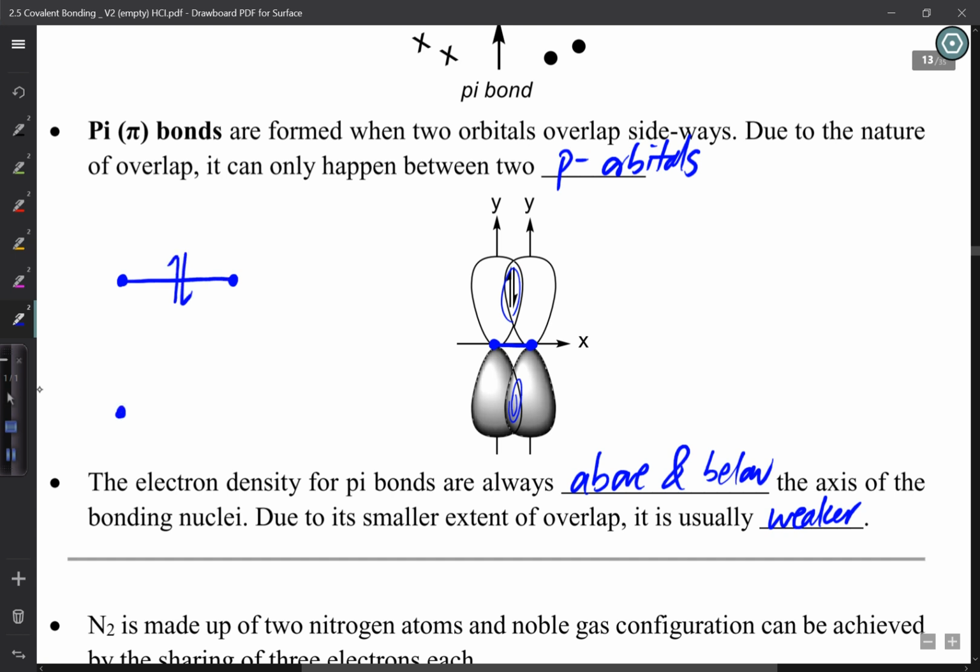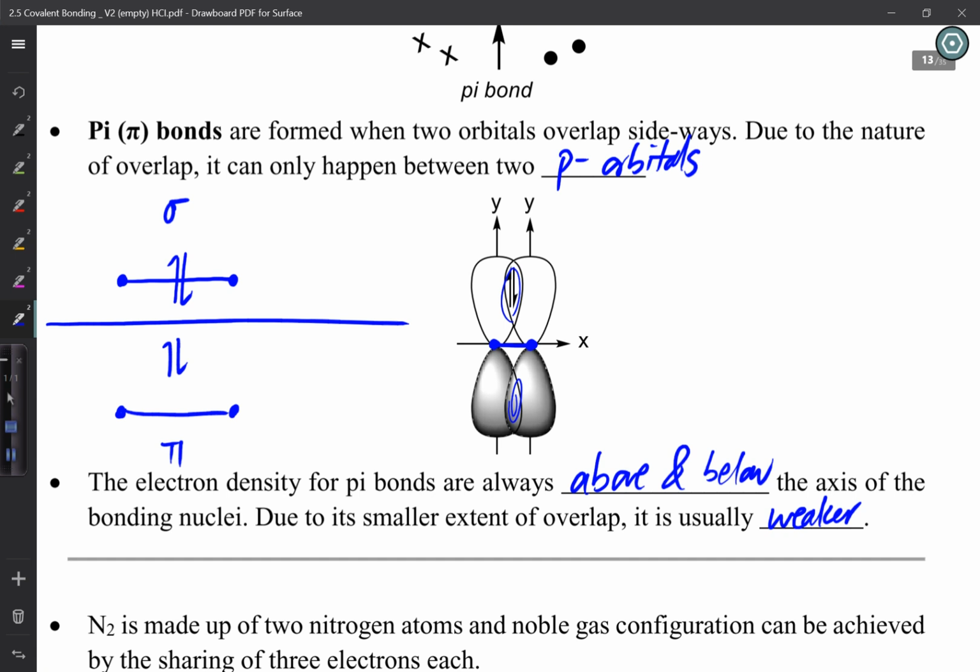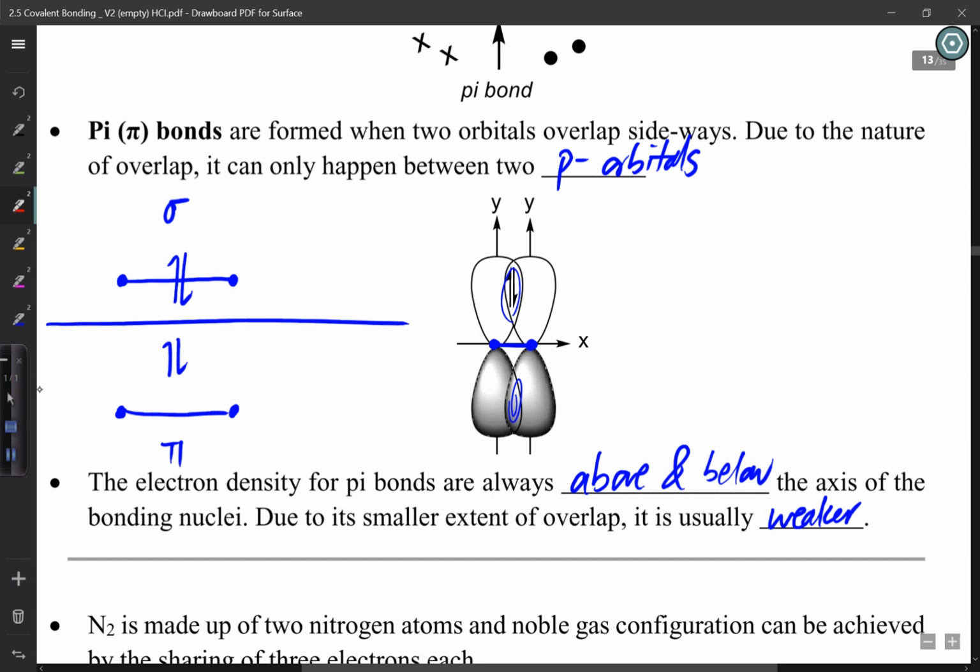Alright? Apart from this, if you compare a sigma bond versus a pi bond. Sorry, I drew it wrong. This is pi, this is sigma. Alright? Now think about how covalent bonds are formed and what's the definition of a covalent bond. A covalent bond is defined as the electrostatic force of attraction between the bonding electrons and nucleus, right? In other words, this nucleus is positive, this nucleus is positive, this electron is negative, this electron is negative. So therefore, what is actually holding the covalent bond is the attraction between the electrons and the nucleus.